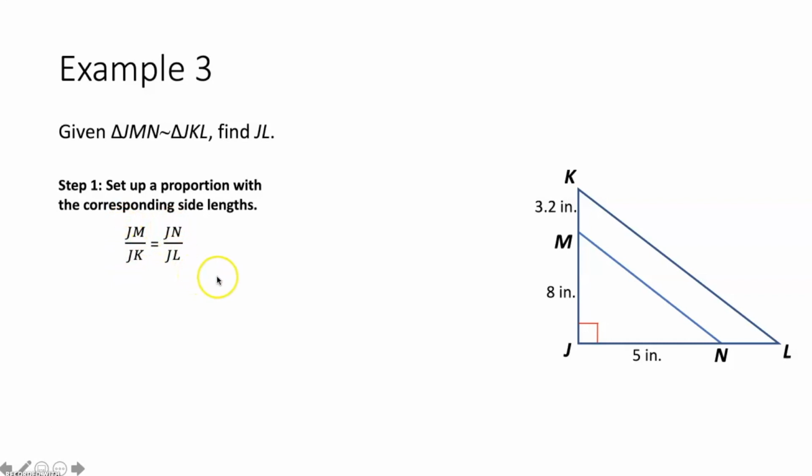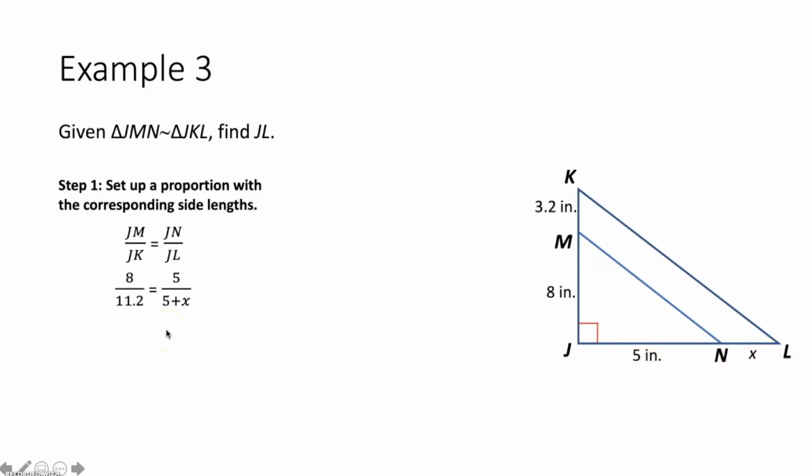Now what I can do is plug in what each of those things are equal to. The measure of segment JM is 8 inches. That goes in here. The measure of segment JK is going to be 8 plus 3.2 inches. That's going to be 11.2 inches. So that goes down here. The measure of segment JN is 5 inches. That goes here. And the measure of segment JL, we don't know that, but we do know that it's going to be 5 inches plus whatever the measure of segment NL is. So we'll just call that part X. So the measure of segment JL we'll refer to as 5 plus x.